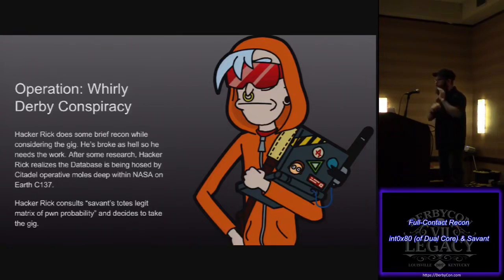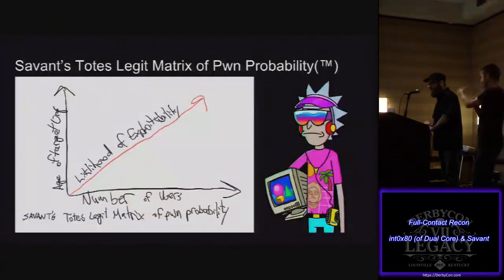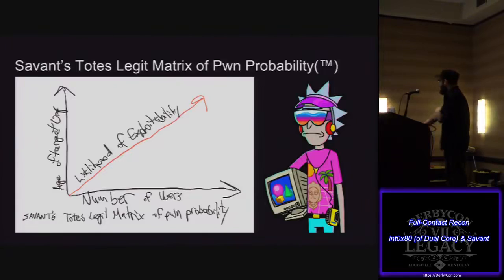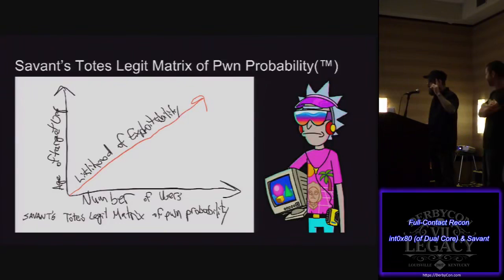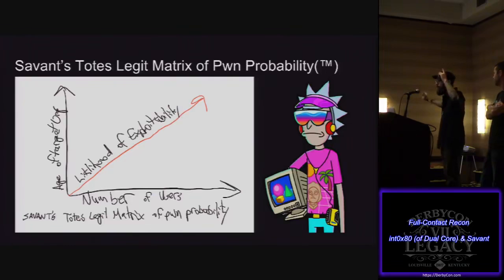Hacker Rick does some brief recon. He's considering the gig. He doesn't know this person very well, but he's broke as hell, so he needs the work. And he realizes the database is being hosted, not hosed, by Citadel operative moles deep within NASA on Earth C-137. And, don't fuck with NASA, please, disclaimer. Hacker Rick consults Savant's totes legit matrix of pwn probability and decides to take the gig.